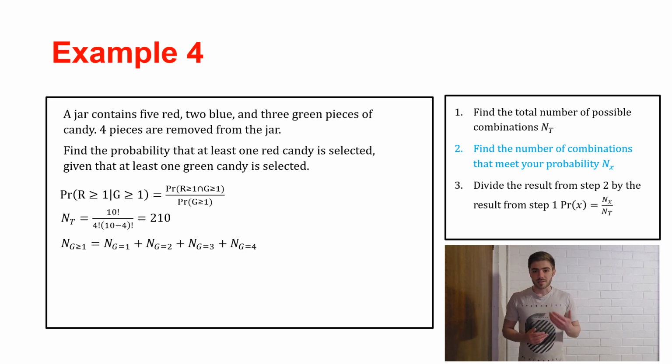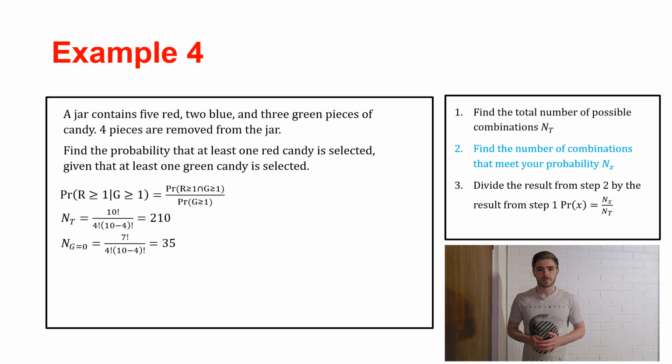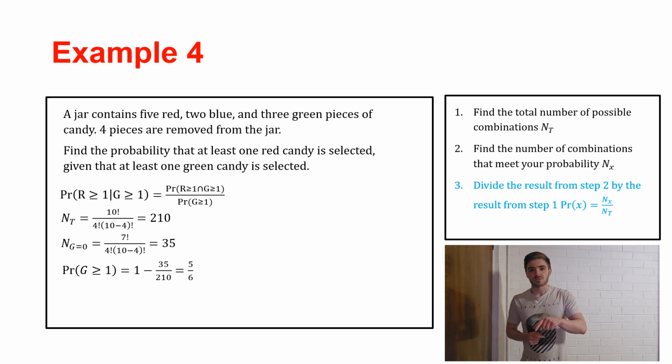So instead of wasting all of our time calculating a large sequence of probabilities, we can instead find the probability of getting no green and then subtract that from 1. So if we're selecting no green, then all that means is we're going to remove the 3 greens from the total of 10, giving us a new total of 7 to pull from. And then finally, to obtain the probability of getting no green, we're just going to divide through by the total number of possible outcomes. And then we're going to subtract that number from 1 to get back to the probability that we wanted, which was to get at least 1 green.